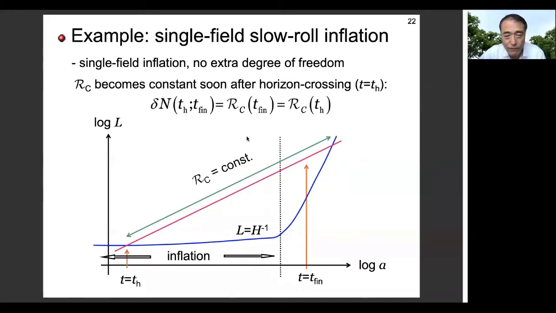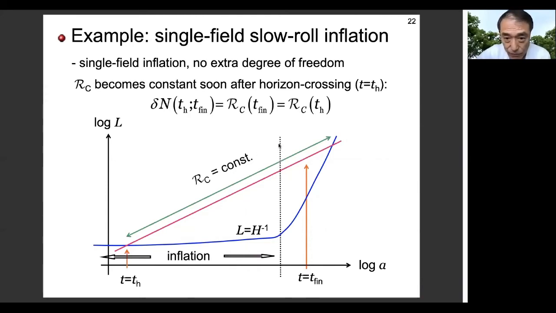So what you can do most conveniently, for example, in the case of a single field slow-roll model, is choose the end of inflation to be the final epoch, and the horizon crossing time to be the initial time. Okay, the final time will be chosen as comoving, which is exactly what you should choose, because any transition from, say, vacuum dominance to radiation dominance is determined by the value of the scalar field.